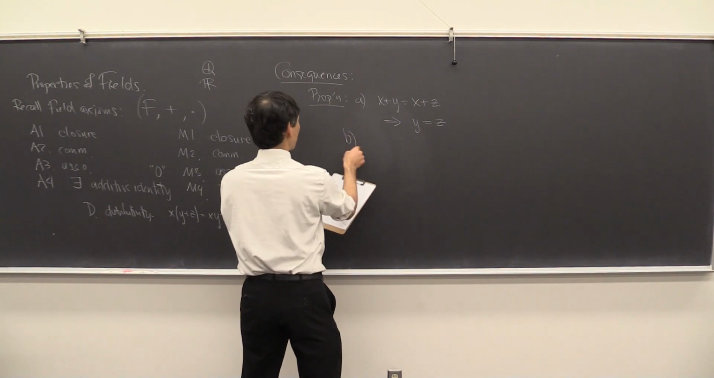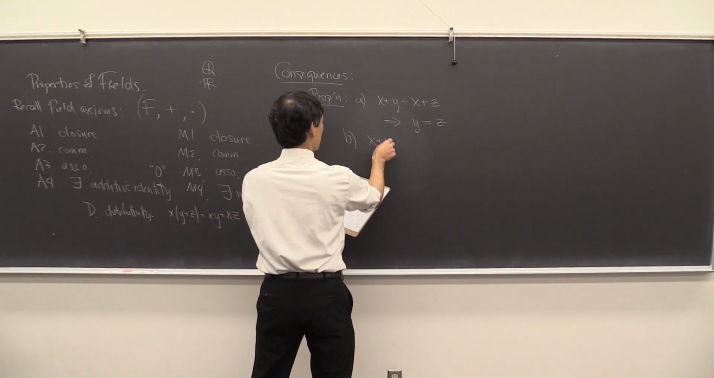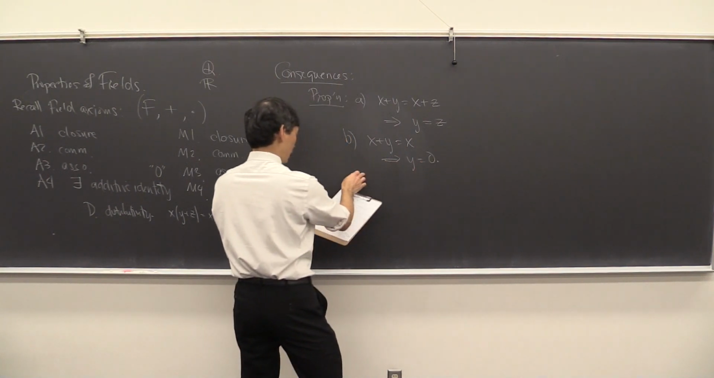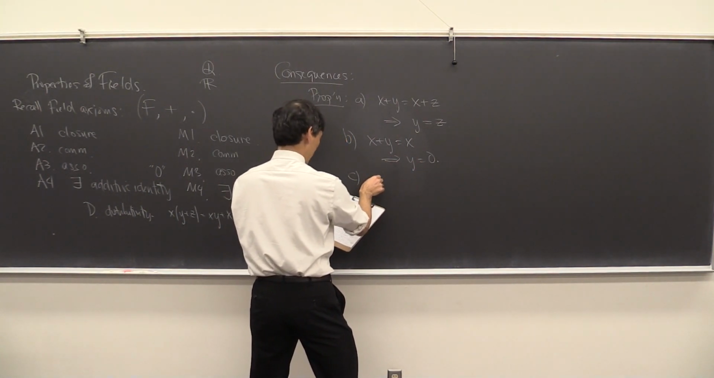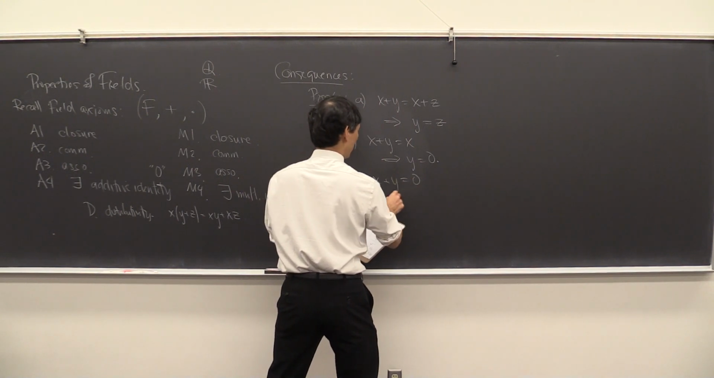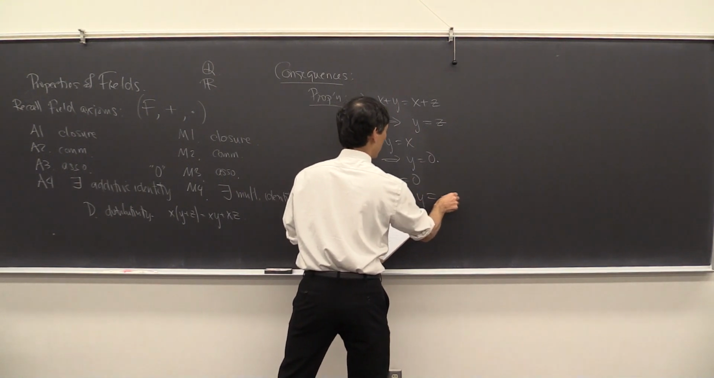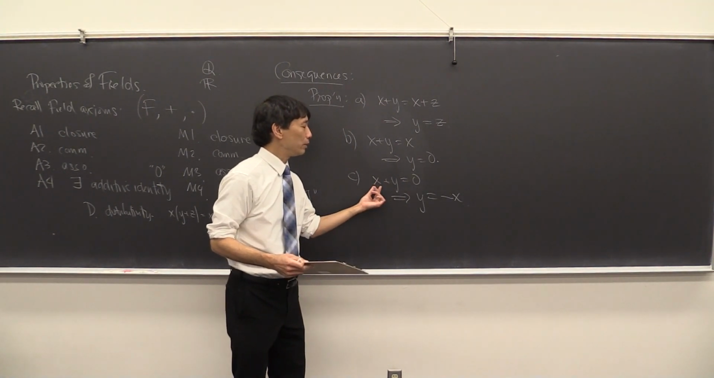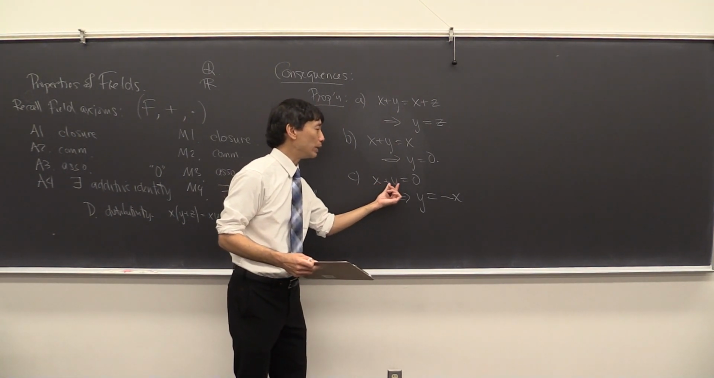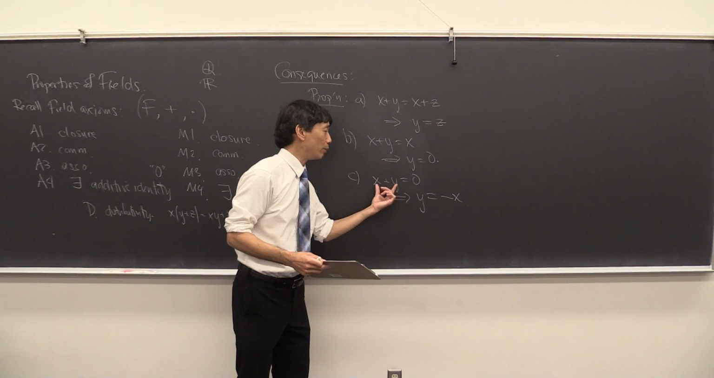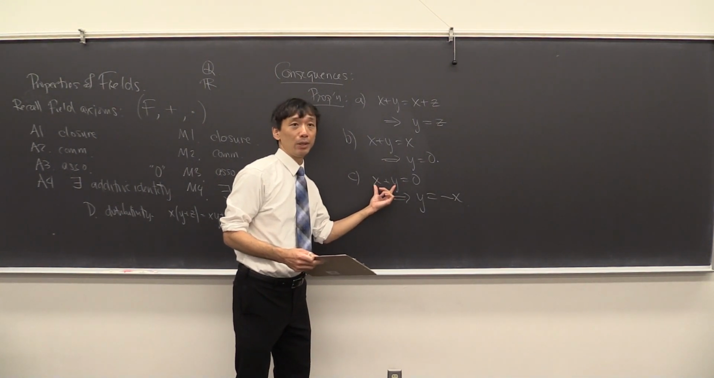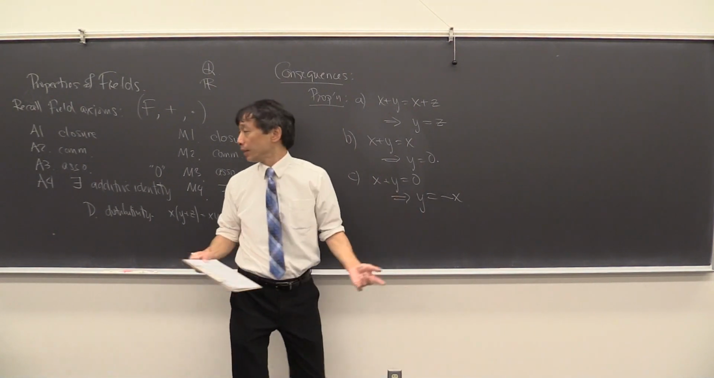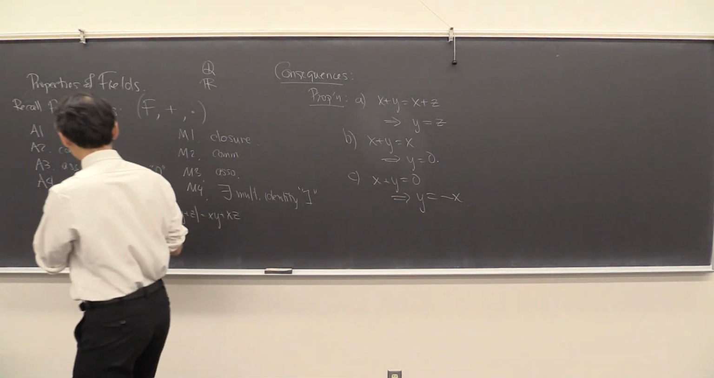The second one is that x plus y equals x implies that y equals 0. The third one is that x plus y equals 0 forces y to be the additive inverse of x. So this one says there's only one thing that will work as an additive inverse. You know that x plus negative x is 0. That's given to you. Oh, I forgot to write those. Sorry.